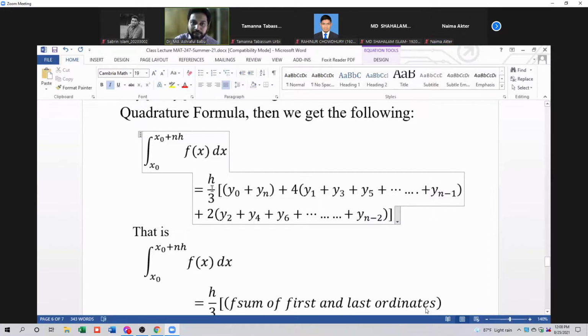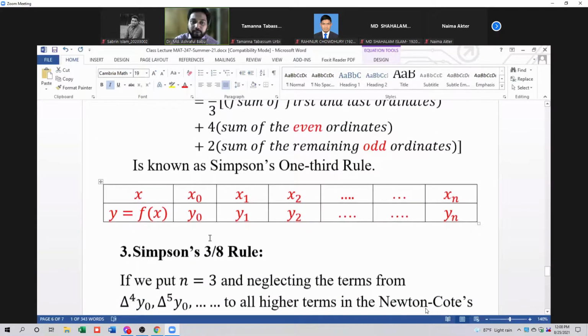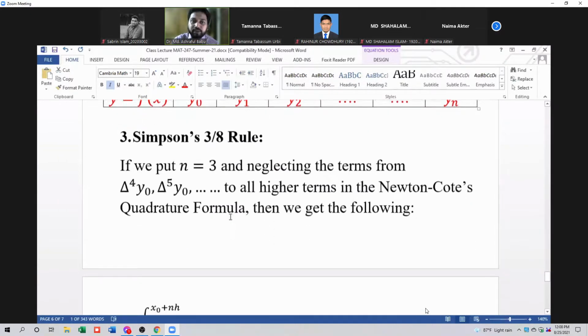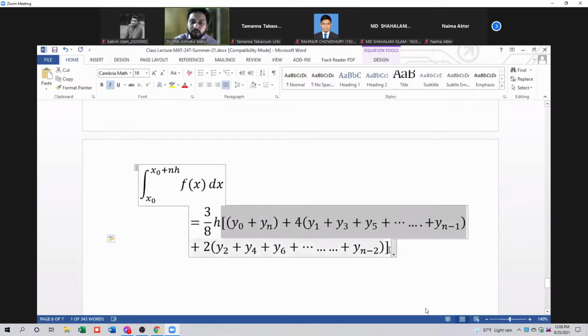So this is 1 by 3 multiplying the whole thing. That is called Simpson's 1/3 rule. And for the 3/8 rule, that is actually multiplying the whole thing. This is not the full formula. That's why this is called the 3/8 rule.